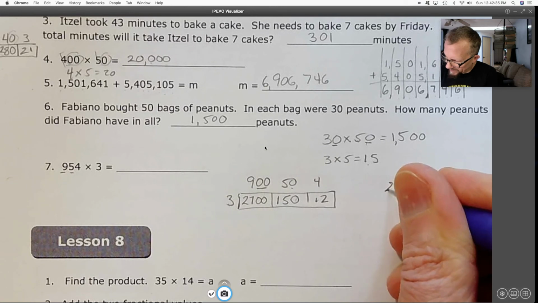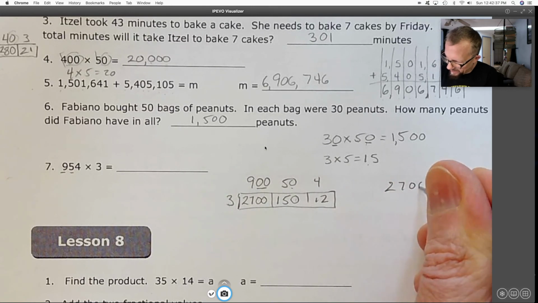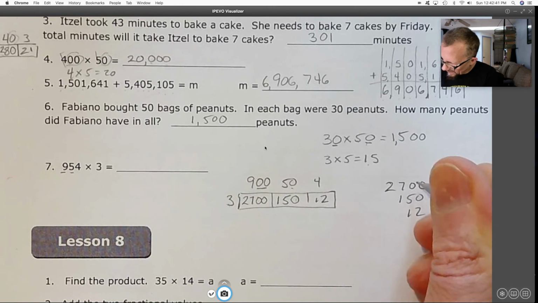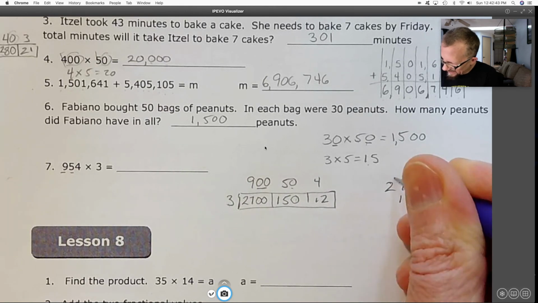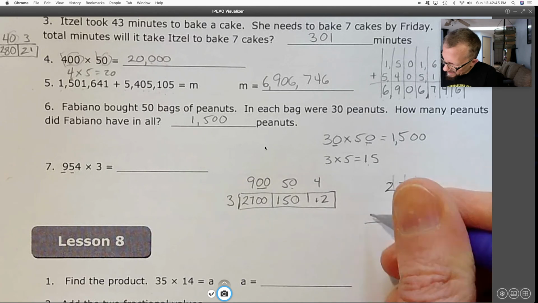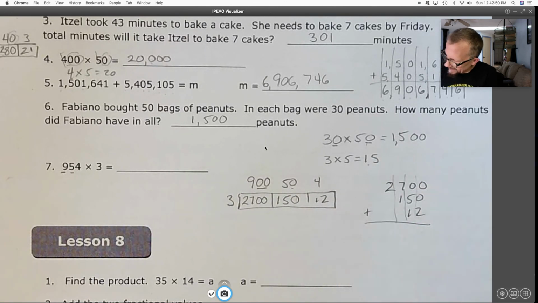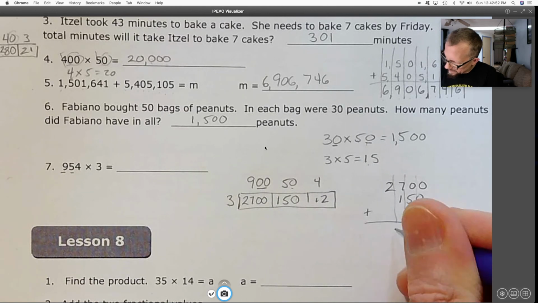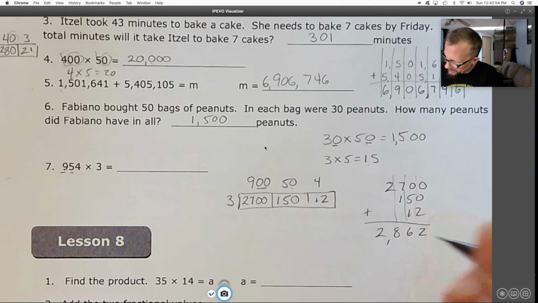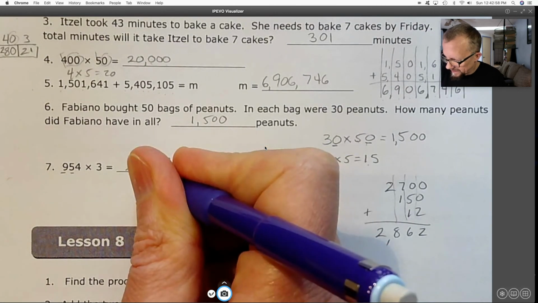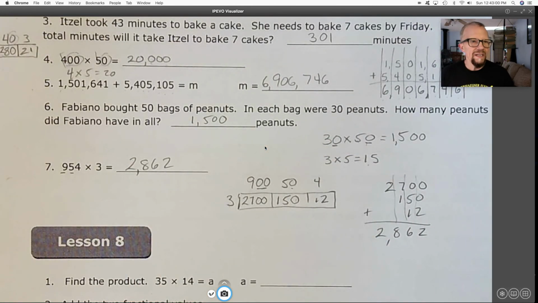And it is worth writing it down instead of trying to do it all in your head. And I've got everything nicely lined up. My ones place is the same for all the numbers, my tens place, my hundreds place, and thousands. Okay, 2,862. Well, there you go, 7 on this one.